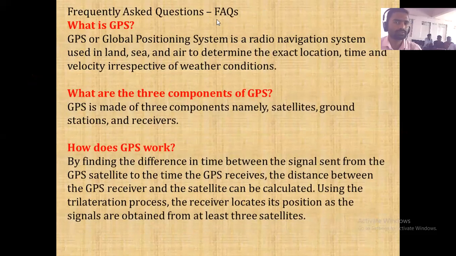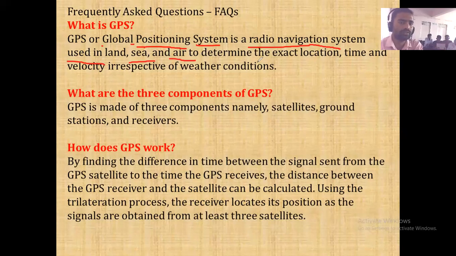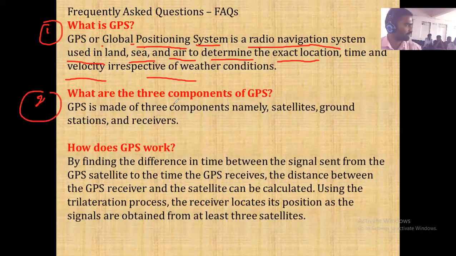Frequently asked questions. Yes, this is what you have written already. What are the questions that are going to be asked in your exam? So the first one is, what is GPS? It is the Global Positioning System. It is a radio navigation system used on land, sea, and air to determine the exact location, time, and velocity, irrespective of the weather condition. This is the first question he is going to ask. Then, what are the 3 components of the GPS? Satellites, ground stations, and receivers. You remember this one.